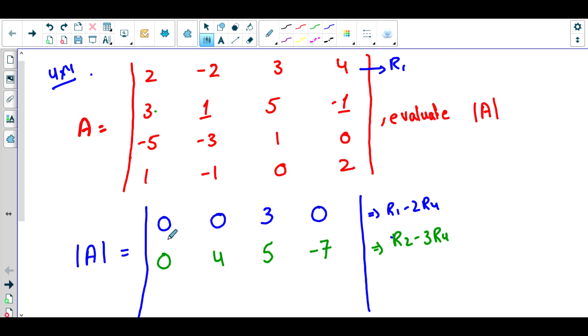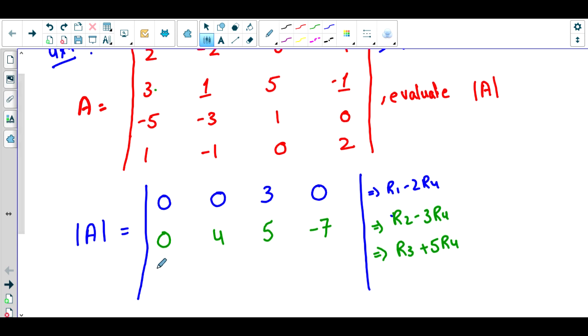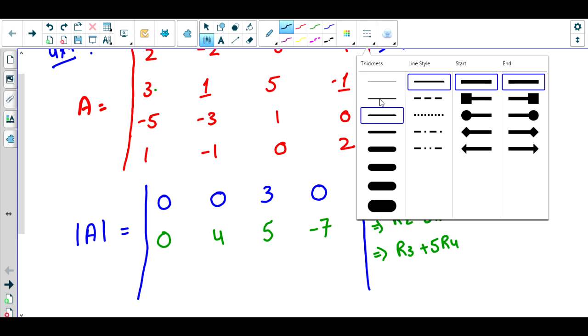Okay, I'm getting two zeros here now. Now let's check the third one. Can I do R3 plus 5R4? Just take the first element, consider the first one, and perform some operation using this so that it becomes 0. When it is like this, we have minus 5 plus 5, this will be 0.